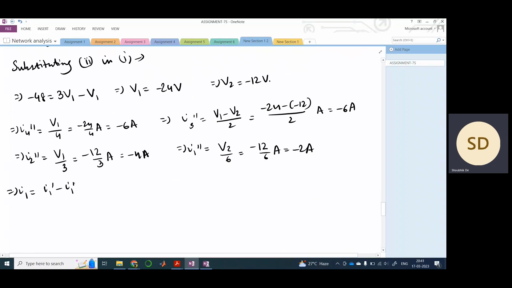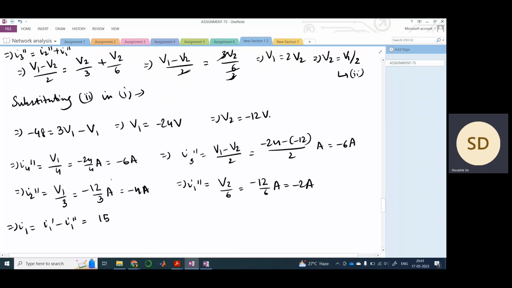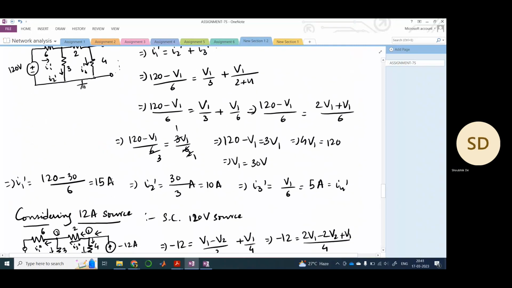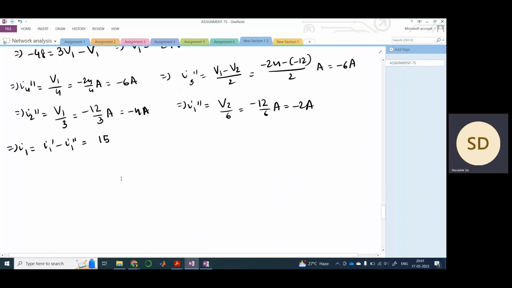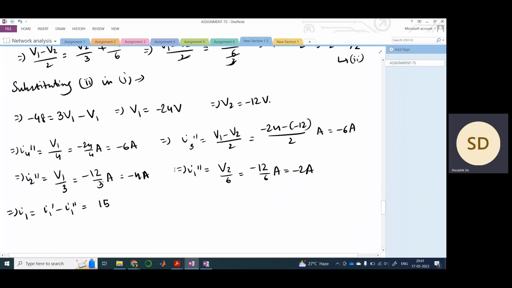So therefore I1 minus I1 double dash, right? It is simple. So therefore this would be what? I1, yes, 15, and this is minus 2, right? So 15 minus minus 2. I hope this is clear. This is pretty simple if you consider the directions.